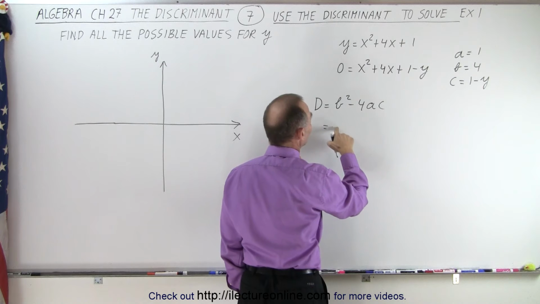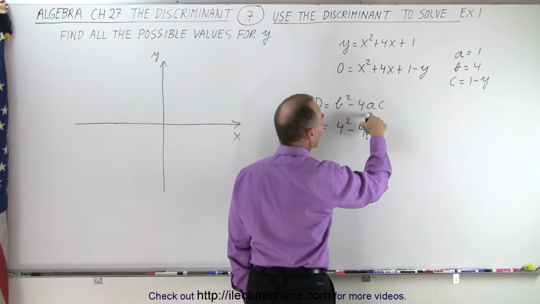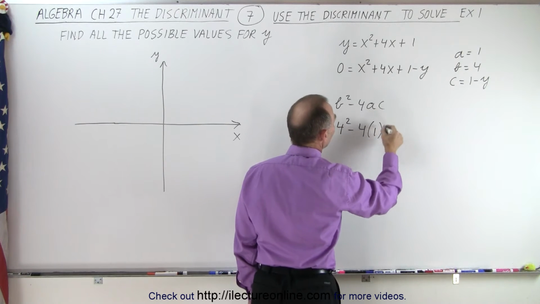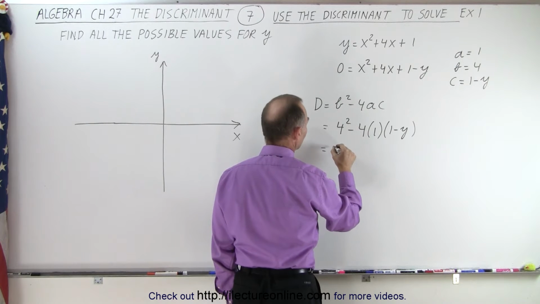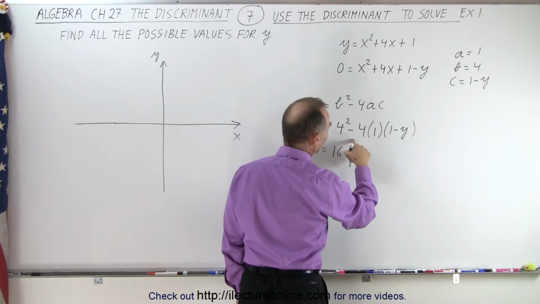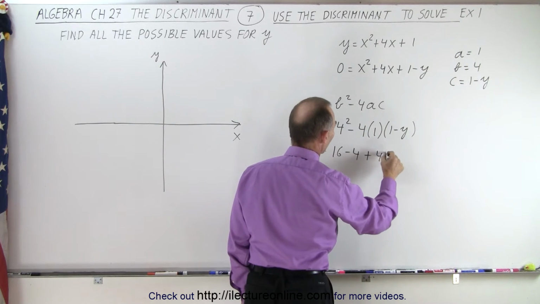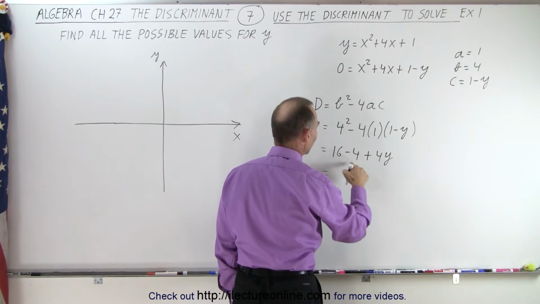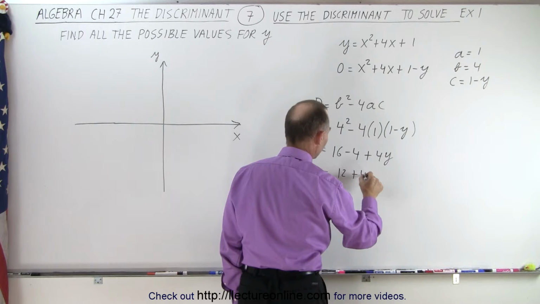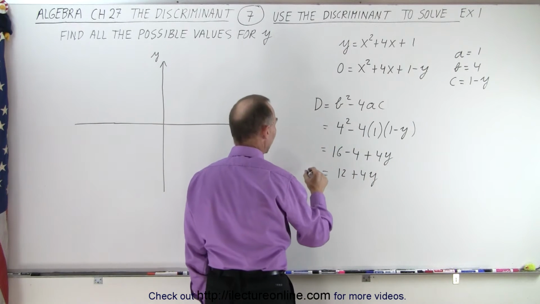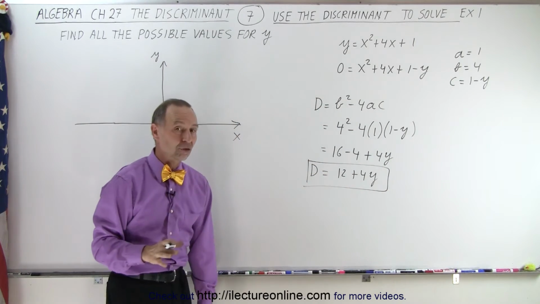In this case, b squared becomes 4 squared, minus 4 times a, which is 1, times c, which is 1 minus y. Simplifying that, we get 16 minus 4 times 1, and minus 4 times negative y, which would be plus 4y. So 16 minus 4 is equal to 12 plus 4y. Now notice that this is the discriminant, and so this would be the limitations.